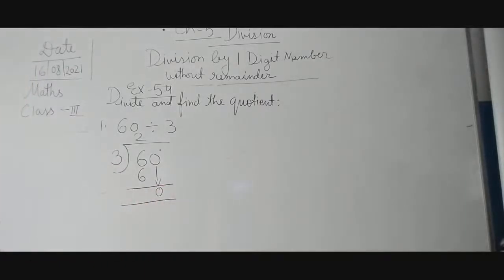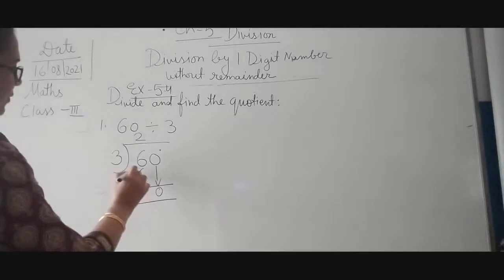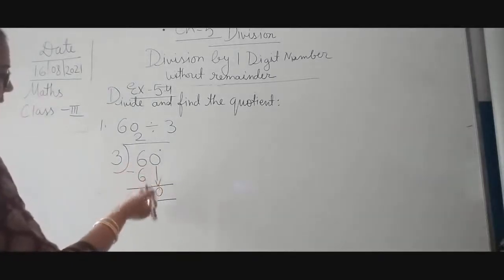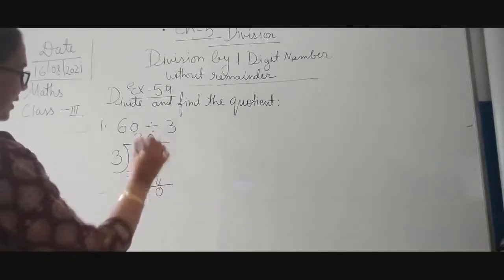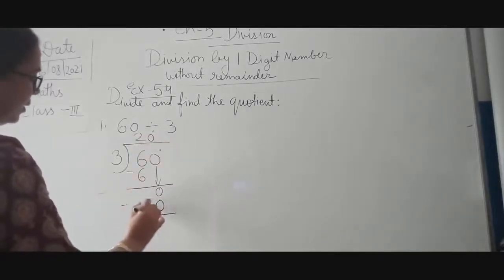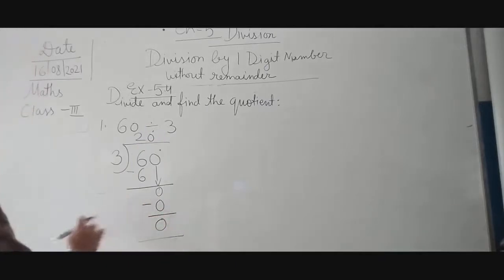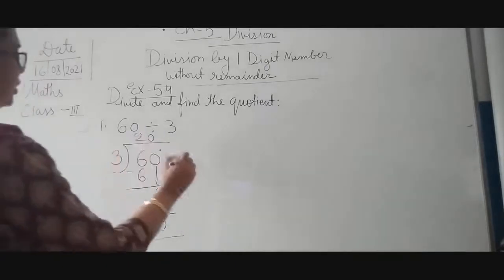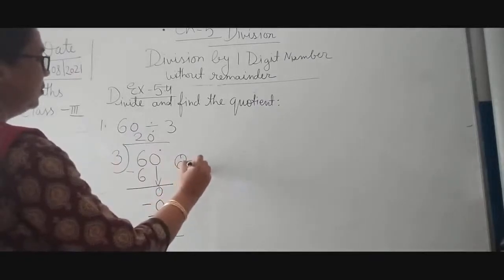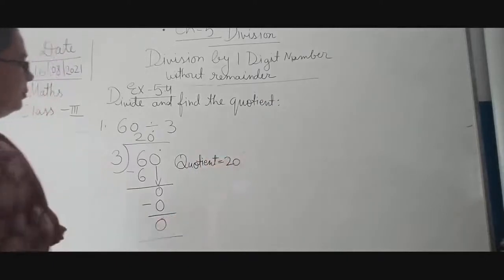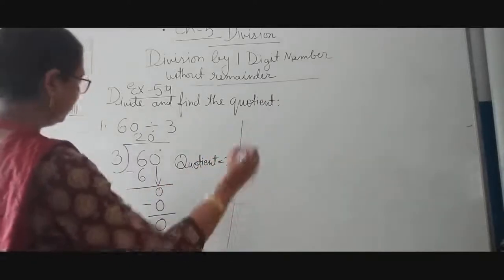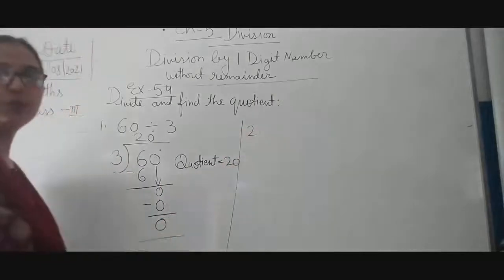Okay, children. Here if we subtract 6 minus 6 we will get 0, so we write 6. Now again we write 0 over here, then we subtract, and we get 0, children. So the quotient is equal to 20. So children, this we have done. Now number 2 we are going to do, children.